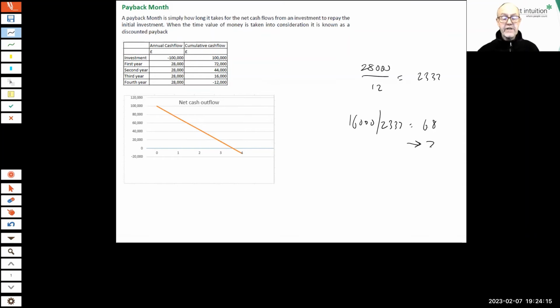Again, popular errors there are to use the 12 instead of the 16, but at the end of the 3rd year, you've another 16 still to go. So, yep, it's the year before you've paid back, and it's how many months you've still got to go. 2 very, very popular errors on that.